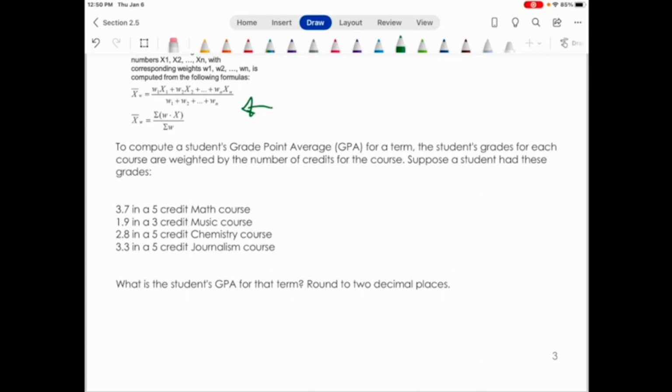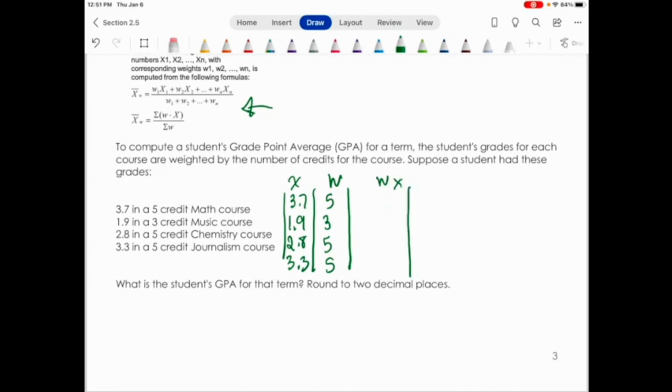When you take a 5 credit hour course, that's going to be weighted in your GPA heavier than if you take a 1 credit hour course. Each of those grades that you get for those classes, since you have different credit hours in each of those classes, they're not contributing equally to the average. So let me write this down. My x's, I'm going to make a chart here. My x's are my data values, or my grades, 3.7, 1.9, 2.8, and 3.3. The corresponding weights would be 5, 3, 5, 5.